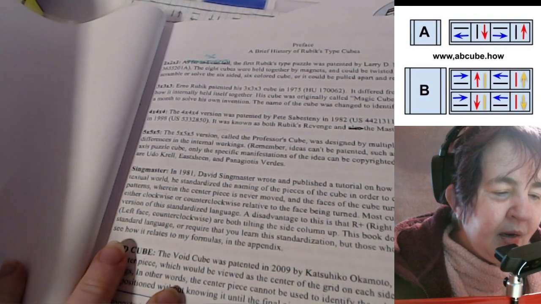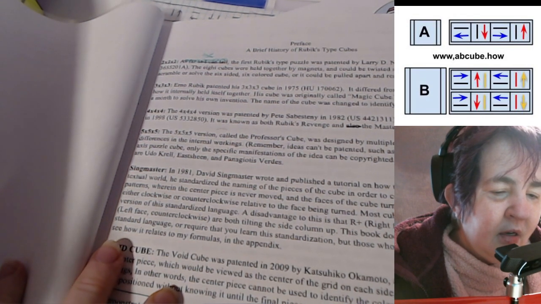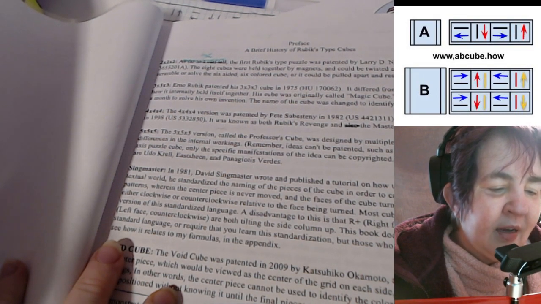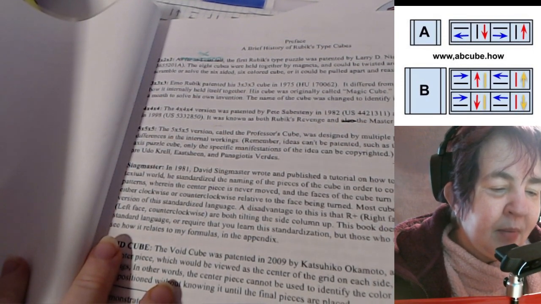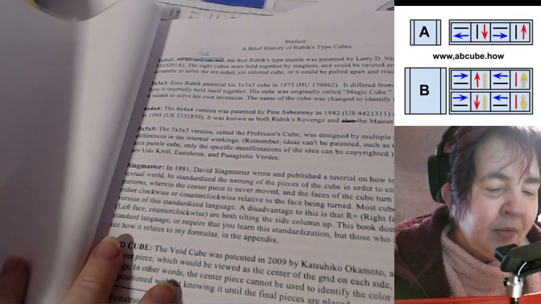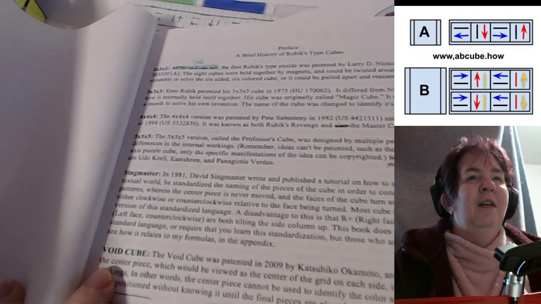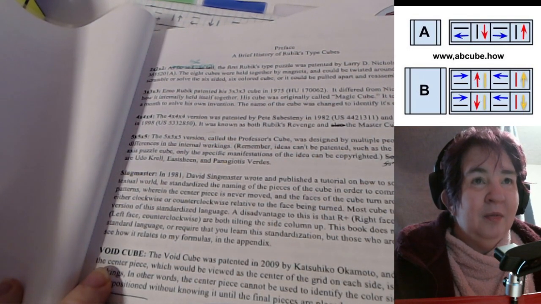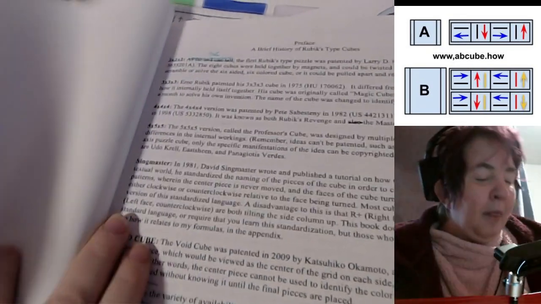Erno Rubik patented his 3x3 in 1975. HU 170062. It differed from Nichols' cube in how it internally held itself together. His cube was originally called Magic Cube. It took Rubik about a month to solve his own invention. The name of the cube was changed to identify its creator. They didn't want to call it a magic cube because they were afraid people would think it was associated with the occult and be afraid of it.